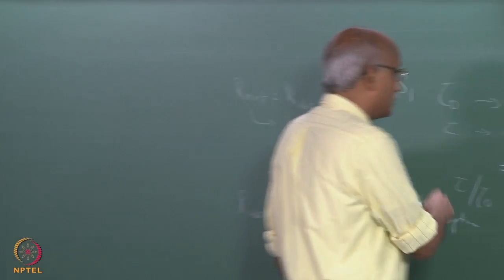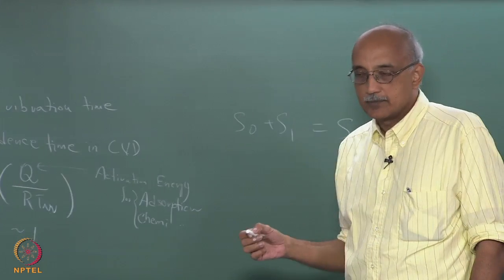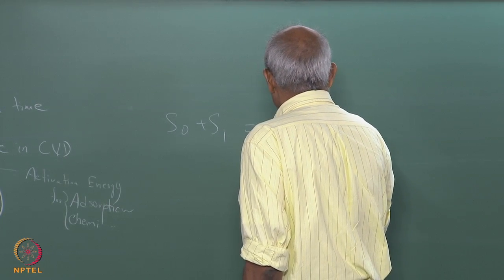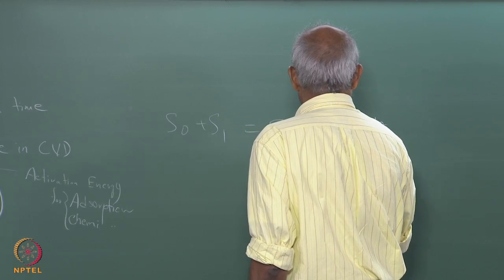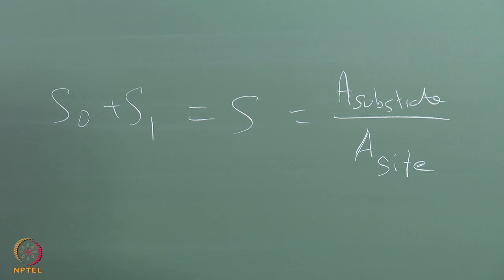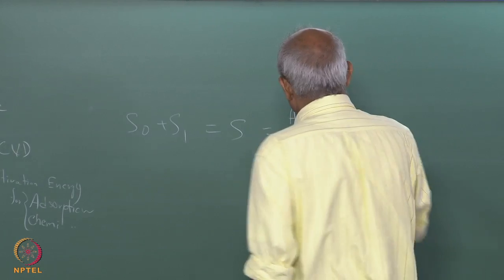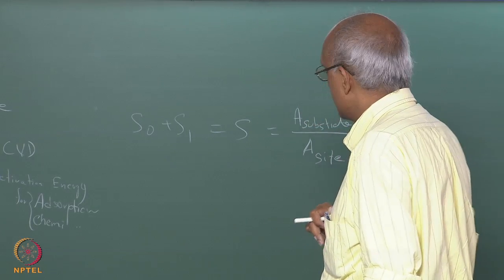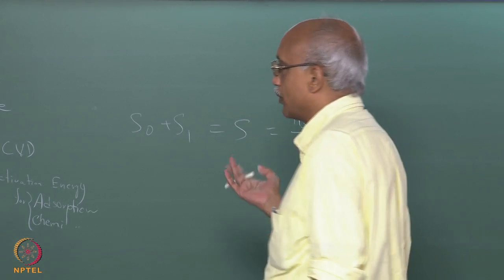If you look at S0 plus S1, of course, that gives you the total number of sites available. You can also write that as the area of the substrate divided by A per site. So this S is the total number of sites in the system, both the adsorbed sites as well as the available sites, and that is equal to the total substrate area divided by the area per site. So it is just a matter of representing the area. So if I look at, for example, let's take one of these parameters, K1.